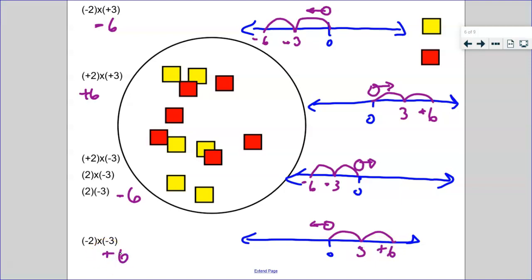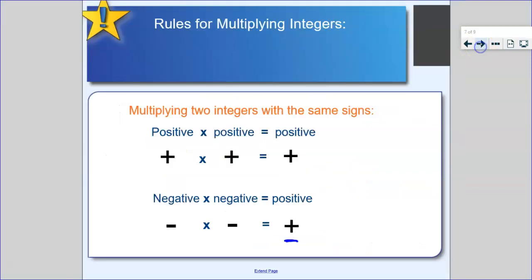Okay, so that's just another way of doing this. I prefer the number line method. Some people prefer the tiles. Okay, now that we've done this, we can set some rules to this. So here we have, if you multiply 2 integers with the same signs, you're going to get a positive. So a positive times a positive will give you a positive answer. A negative times a negative will also give you a positive answer.